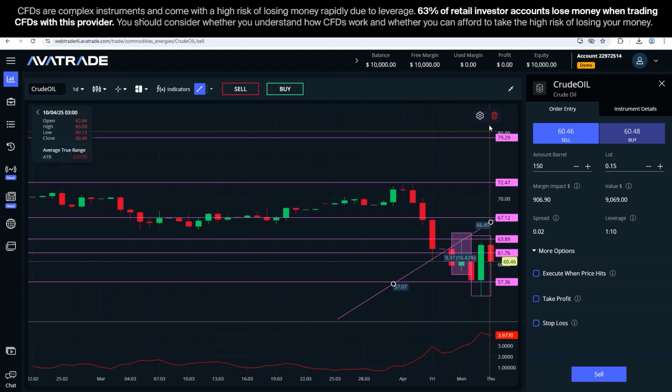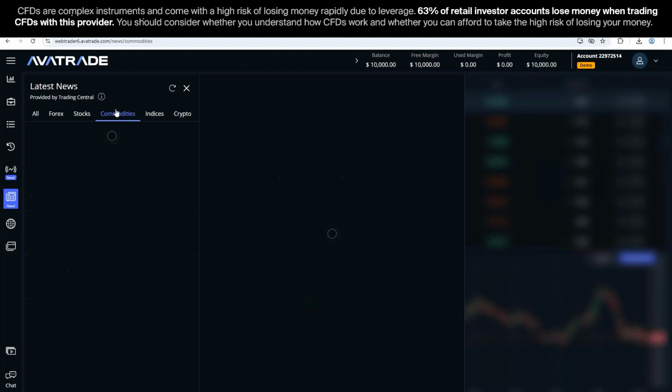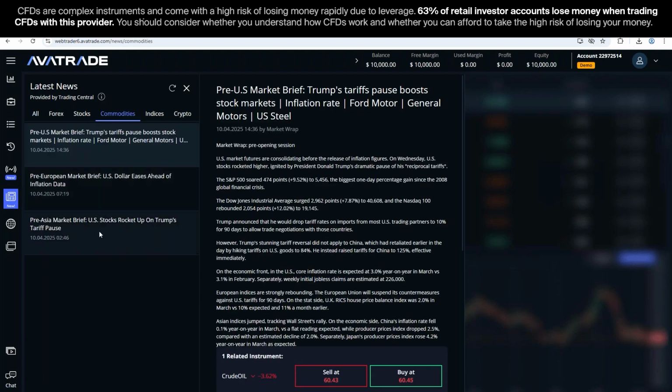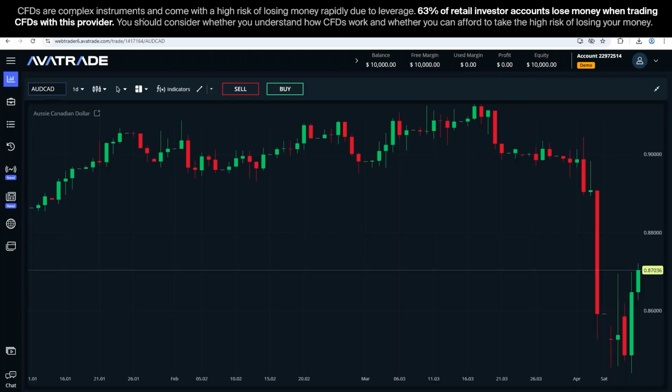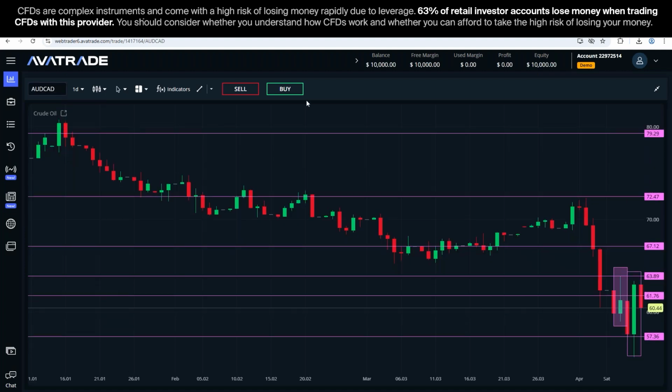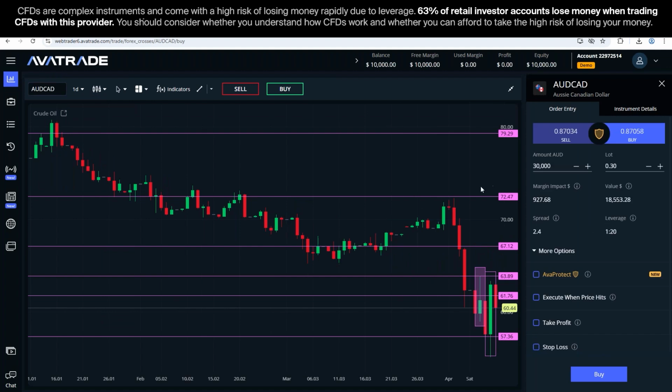And we can also add indicators to help us assess that. And on top of everything we've done in here, we can also go into the news section. And in the news section, under commodities, we can search for something related to oil, maybe even the pre-US market brief or the inventories, which are on Wednesday, right? And we can enhance our analysis on top of what we've done on the chart with the reason of what happened and what caused oil to plunge like this.